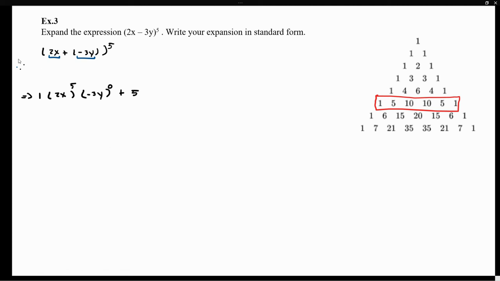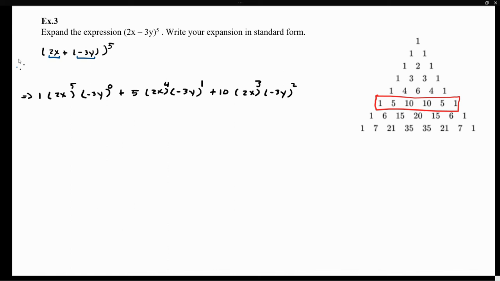My next value is 5. Open two parentheses, 1 for 2x, 1 for negative 3y. 2x decreased by 1, so it becomes a 4. Minus 3y increases by 1, so it becomes a 1. That's my second term. Next one, 10. 2x and negative 3y. 2x decreases by 1, so it becomes a 3. Negative 3y increases by 1, so it becomes a 2.